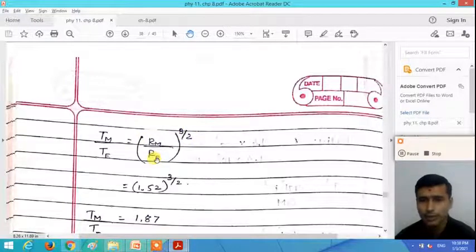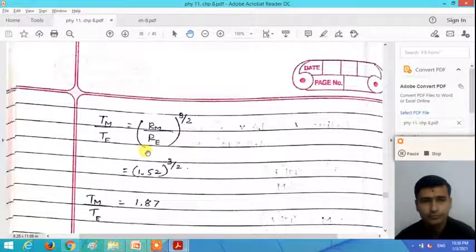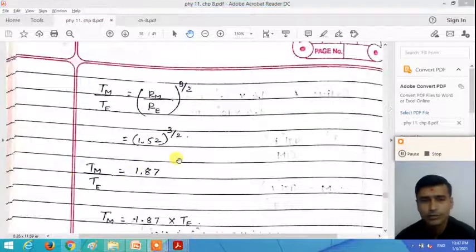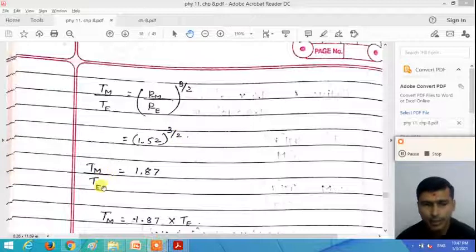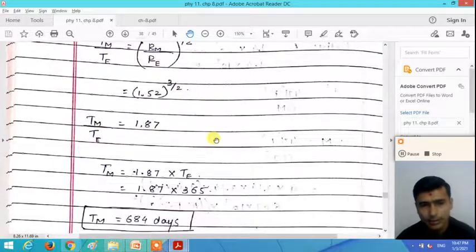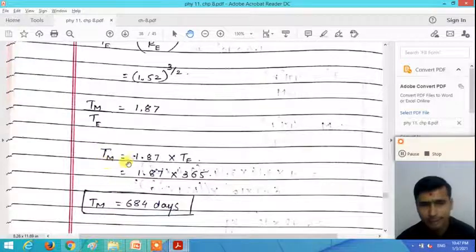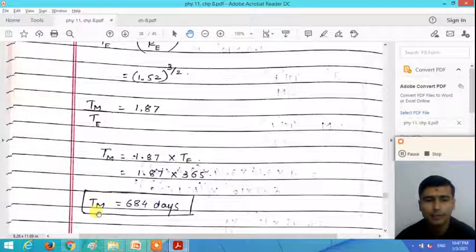Now Rm by Re is given to you. What is Rm by Re? 1.52 raised to 3 by 2. How do you calculate this? If you take the cube of 1.52 and then the square root of the answer, you get Tm by Te is equal to 1.87. So the periodic time of Mars, Tm, is equal to 1.87 multiplied by the periodic time of the Earth. The periodic time of the Earth is 365, so we get the periodic time of Mars, Tm, equal to 684 days.